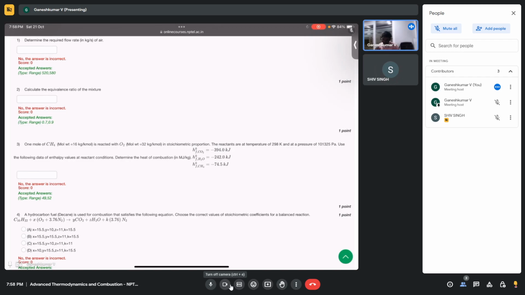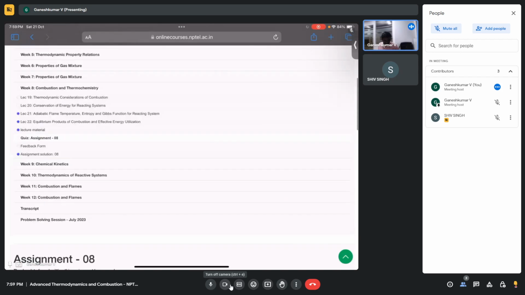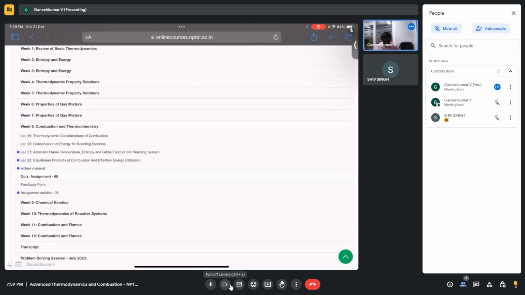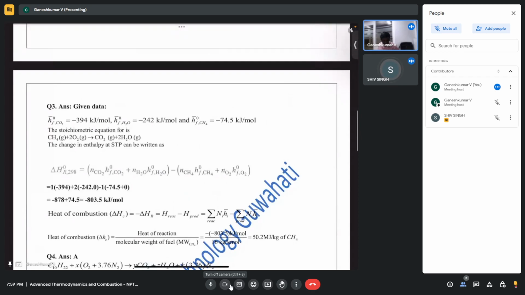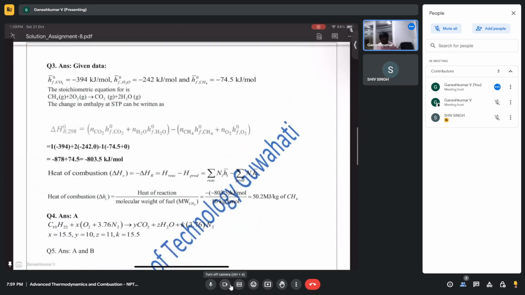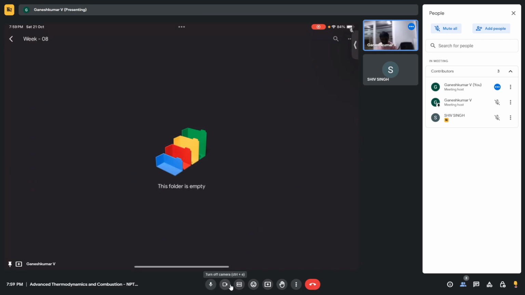So basically, what Stephen R. Turns says is enthalpy of reaction is products minus reactants, which should be negative for sure, and enthalpy of combustion is the negative of enthalpy of reaction. So basically, it should be positive. That is the convention they follow in our lecture also. So I don't think they will provide you marks for this.